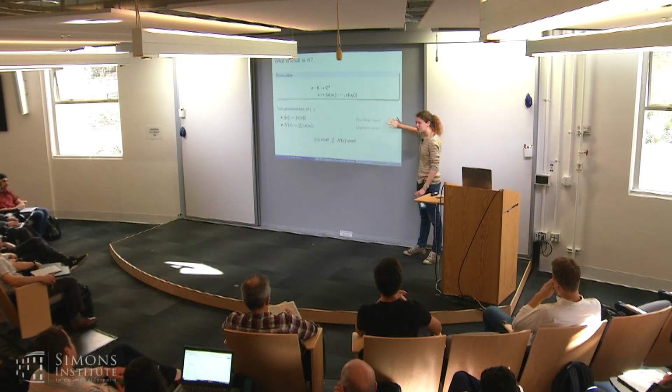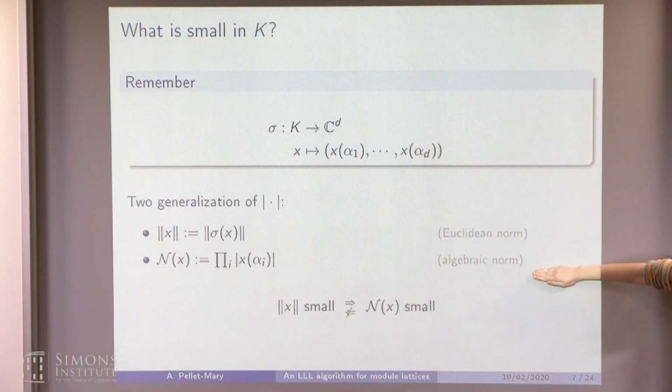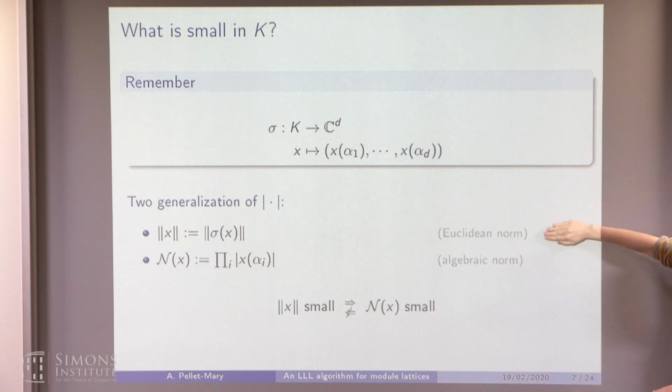What I wanted to say is that for the LLL algorithm I'm going to show you, I really need to control both. I cannot control only this one. It's not going to work. Depending on the steps of the algorithm, sometimes I need to control this one and sometimes I need to control that one. So from now on, I'm going to mostly focus on the Euclidean norm, because controlling this also implies controlling the other one.